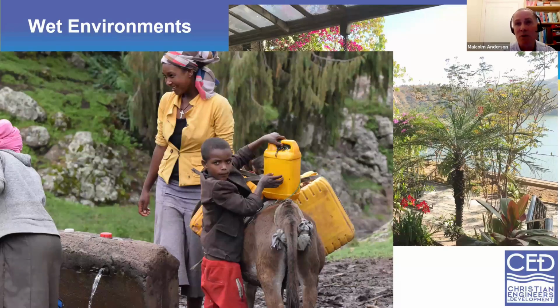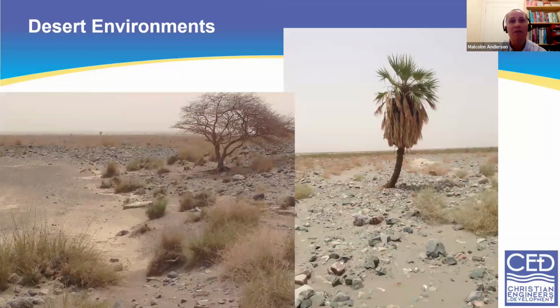So here are some pictures of some wet environments. This one's from Ethiopia, and here you can see villagers have walked up to the spring, and they're collecting the water and taking it back home. This, of course, is very different to this picture, which is also from Ethiopia, which is from the Danakil Desert.